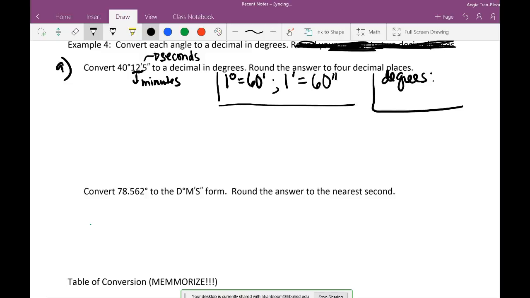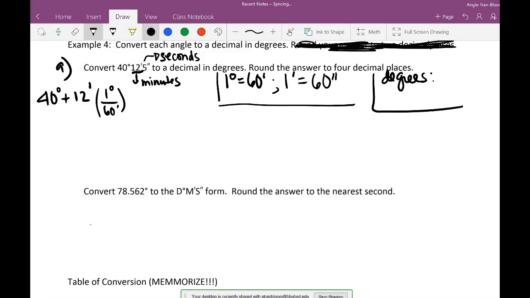So this is our conversion. If 40 is already in degrees, I'm going to keep 40 as degrees. But I do need to convert 12 minutes into degrees. Is 12 minutes less than 1 degree or more than 1 degree? Less. So how do I convert 12 minutes into degrees, class? What do I need to do? Divide or multiply? 1 degree is 60 minutes, right? Why am I putting the 60 minutes on the bottom? So it needs to cancel. So that's how we convert the minutes into degrees.